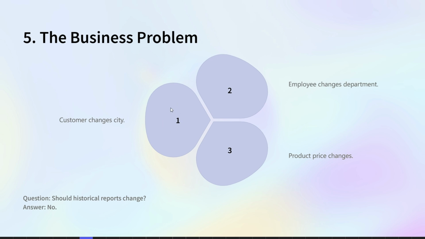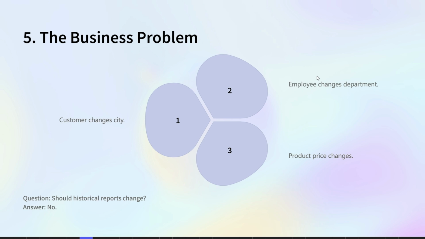Here, in the first term the customer has one city, and in the second term the customer moved to another city. Now the business wants to know what the sales were when the customer was living in that particular city. If we override the city, we lose the historical accuracy. So in data warehousing, preserving history is more important than storing only the current data.